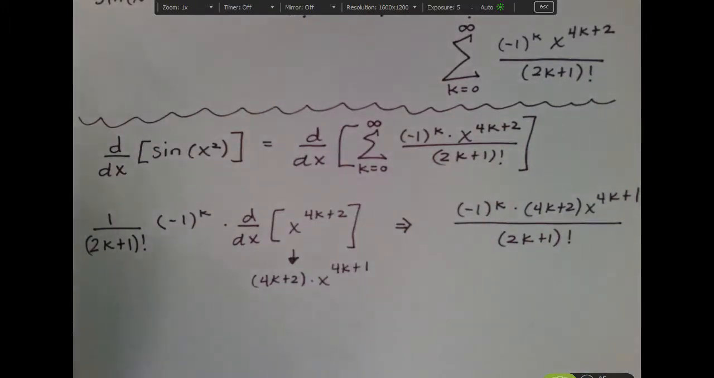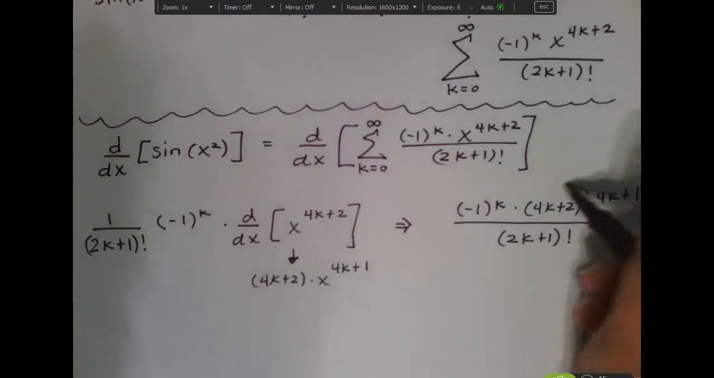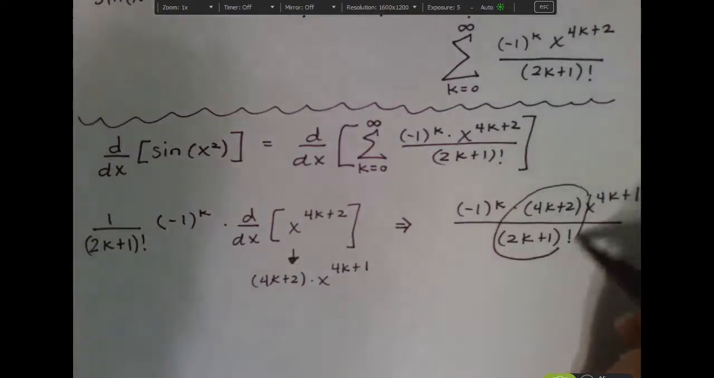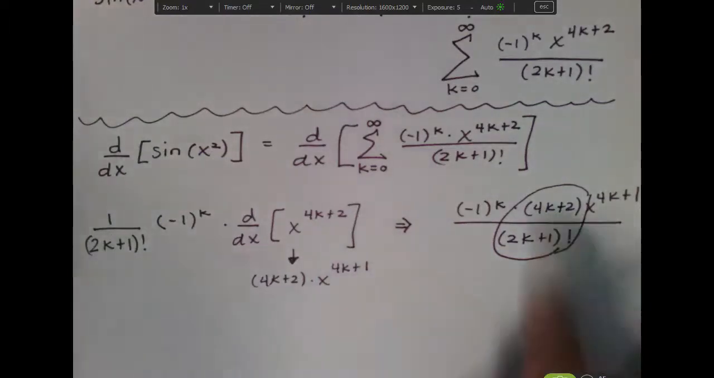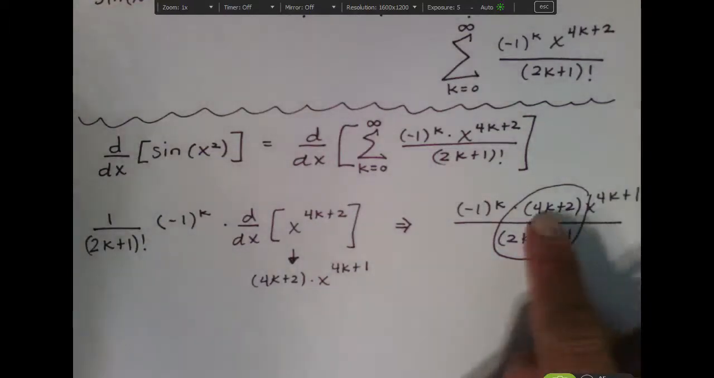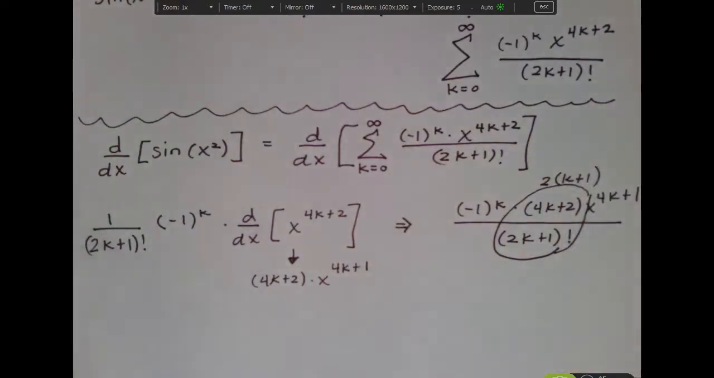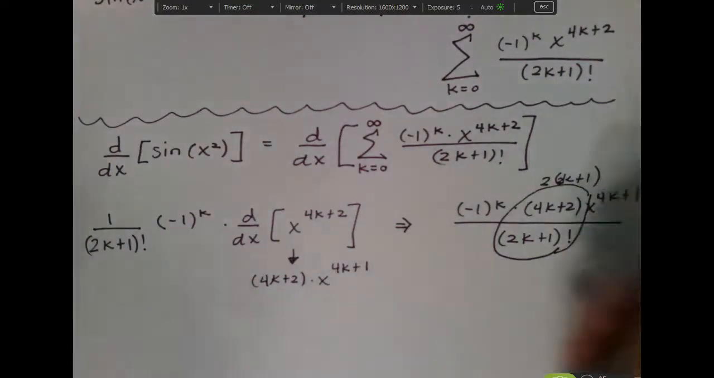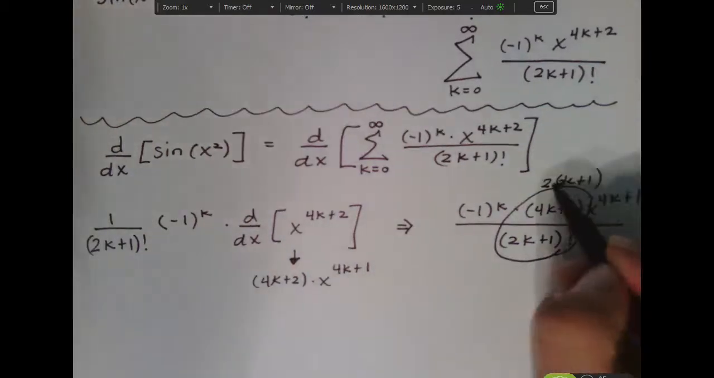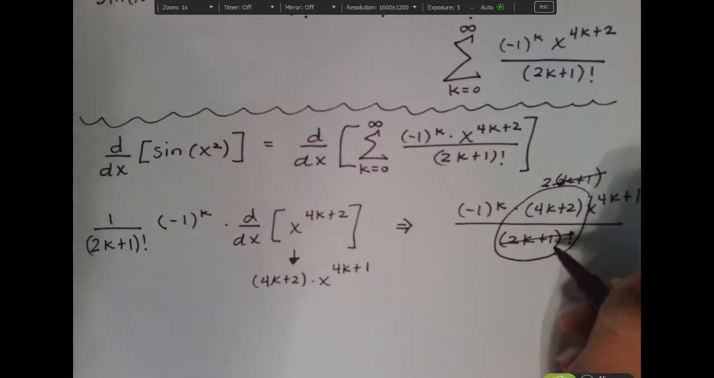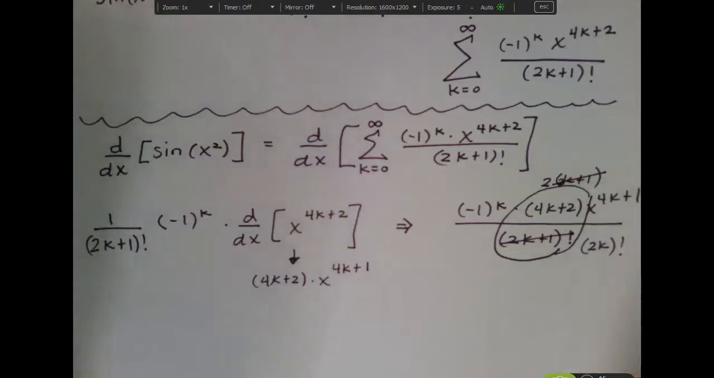Okay, so again, we want to see if we can simplify this. And what I'm looking at here is, is there any way that I can reduce these two terms? At the moment, it doesn't really look like it, but if I factor out a 2 in this top expression, I'll get 2 times 2k plus 1. Now, the 2k plus 1 here is going to be the first term in the factorial down here, and those two are going to cancel out, which leaves me with 2k plus 1 minus 1, or just 2k factorial in my denominator.